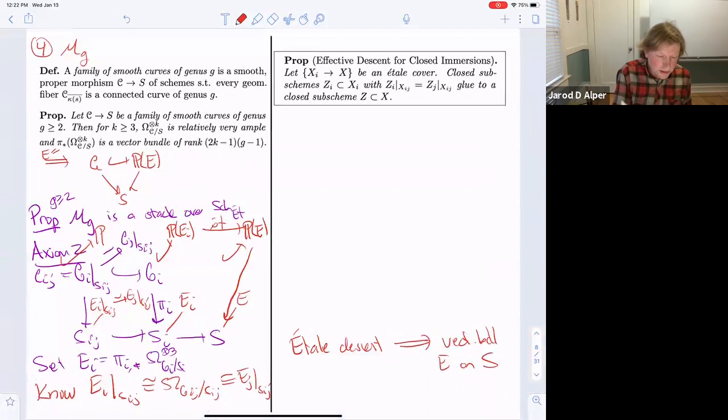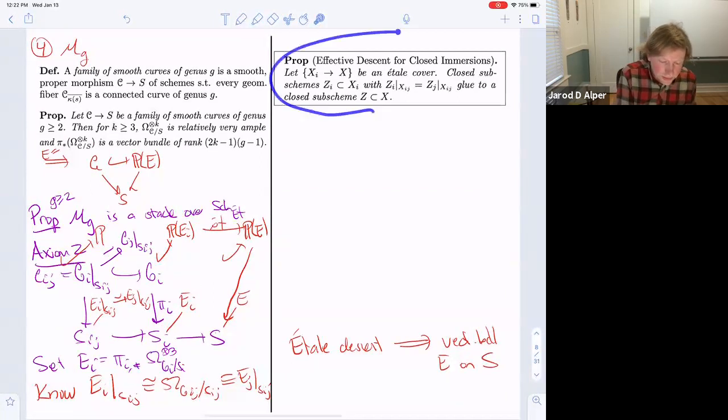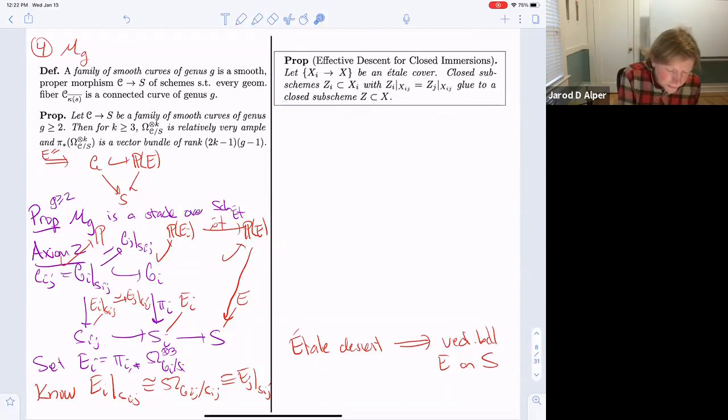And so what we'll use is effective descent for closed immersions, which is the following statement: if I have an étale cover Xi of a scheme X, and closed subschemes Zi of Xi such that on pullbacks they agree, as closed subschemes, then they glue to a closed subscheme. The data of a closed subscheme is like an ideal sheaf, or the structure sheaf of that closed subscheme. If you apply étale descent to that quasi-coherent sheaf, you can descend the structure sheaf and therefore the closed subscheme. The upshot for us is that we apply this where these closed subschemes are the Ci, and effective descent gives us a C over S.